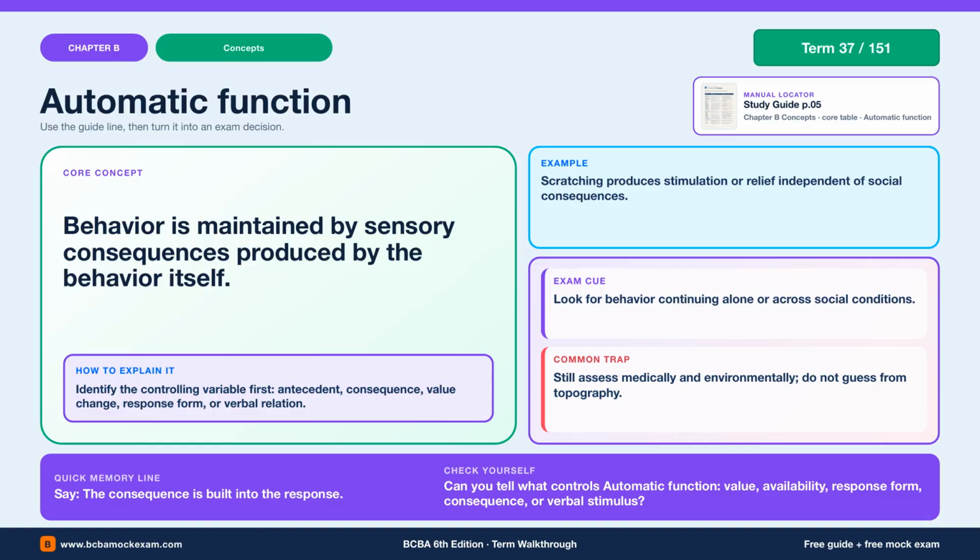Automatic function. Automatic function means behavior is maintained by sensory consequences produced by the behavior itself. For example, scratching may produce stimulation or relief independent of social consequences. The exam cue is behavior continuing when social consequences are not present. The trap is guessing automatic function from how behavior looks. You still need assessment and sometimes medical consultation. Memory line: The consequence is built into the response.